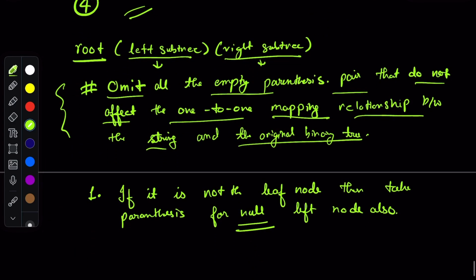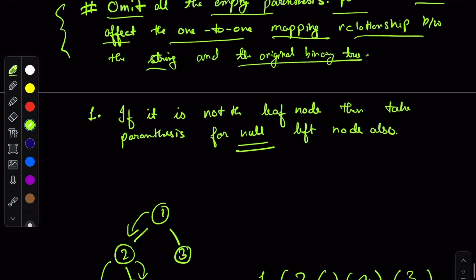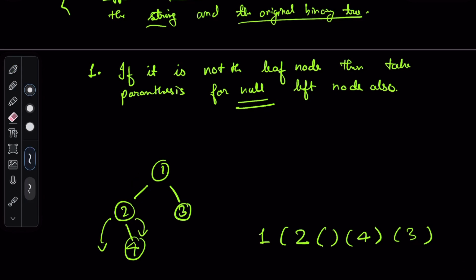What it basically means is that if a node is not a root node, in this case it is 2, then in the parentheses we have to include the null left node also. So only that null you have to include in a parenthesis which is the left child, and also whose parent is not a leaf node. So let's do a dry run to see how this works.